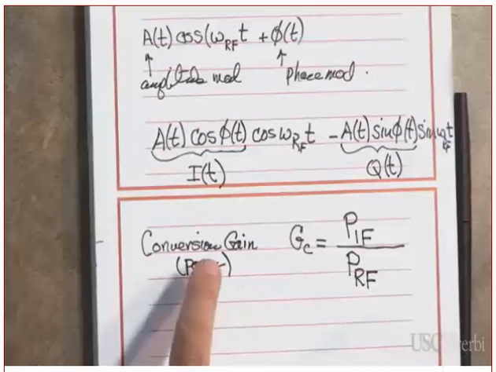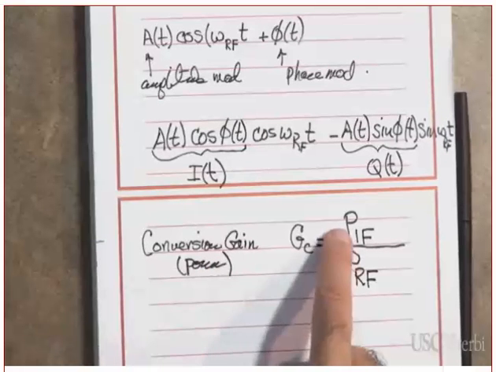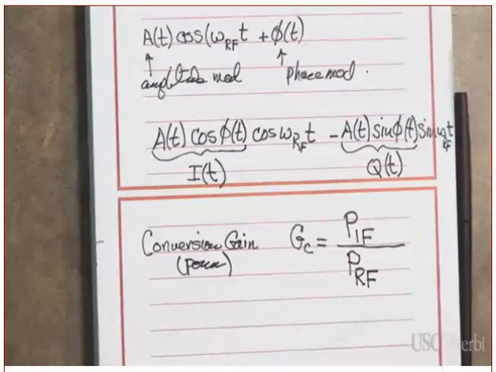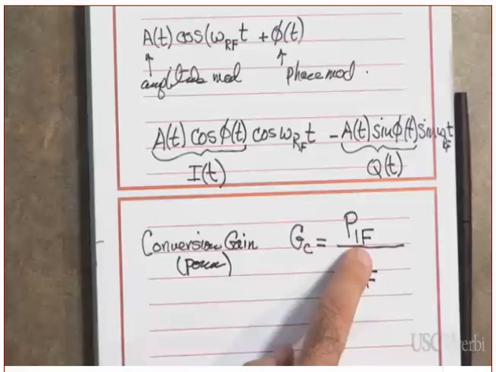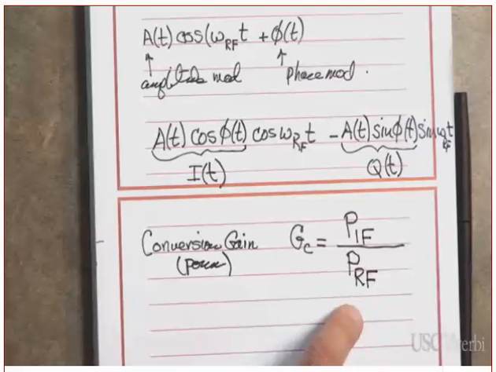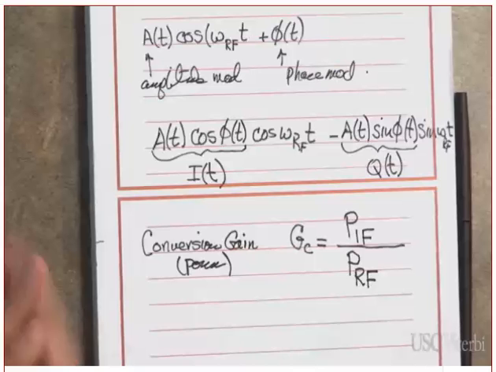Clear? What if it was a voltage gain? What do I put in the numerator? I put the RMS voltage, divided by what? The RMS voltage of the IF, divided by the RMS voltage of the RF. Yes?